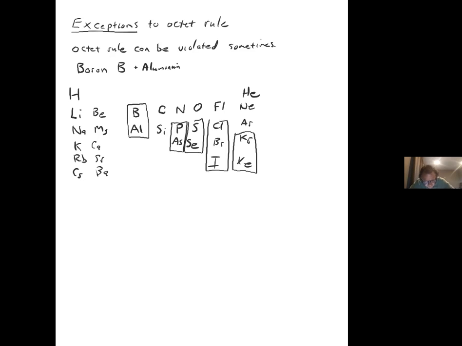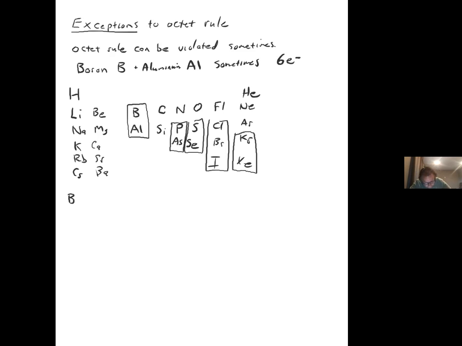So that's these 2 over here, which is Al. Sometimes they have 6 electrons. Okay, so that's an exception. Sometimes they only have 6. So let me show you what I mean by that.